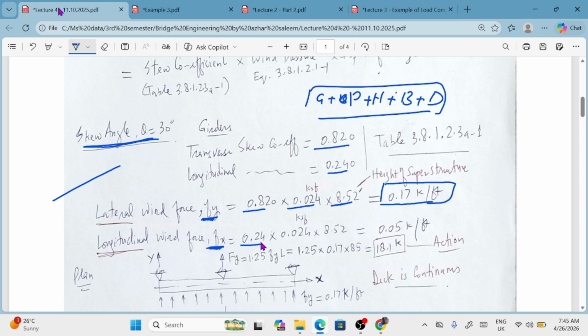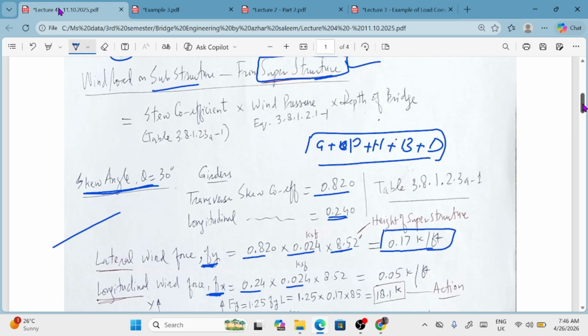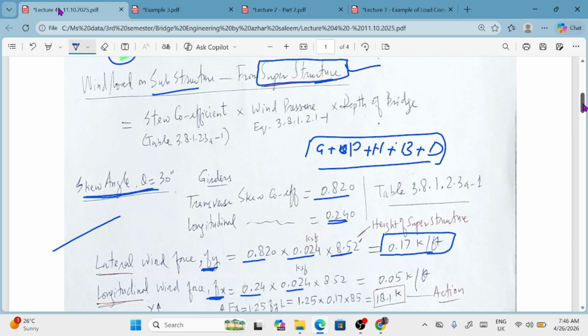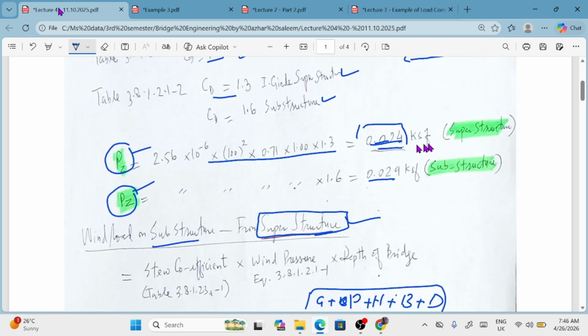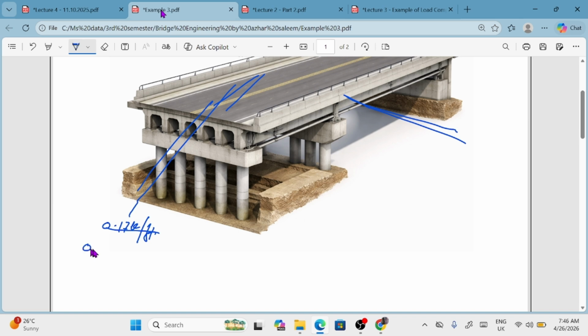0.24 is the skew coefficient, and 0.024 is the wind pressure, which we use only for the superstructure. So 0.024 multiplied by 8.52, its height. So longitudinally this is 0.05 kip per foot, and transversely 0.17 kip per foot.